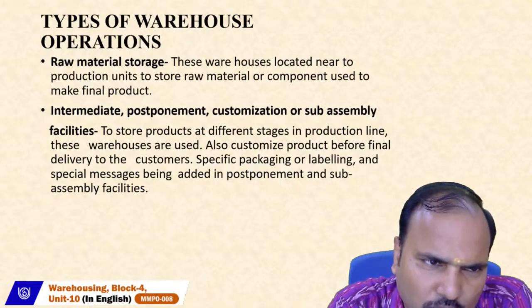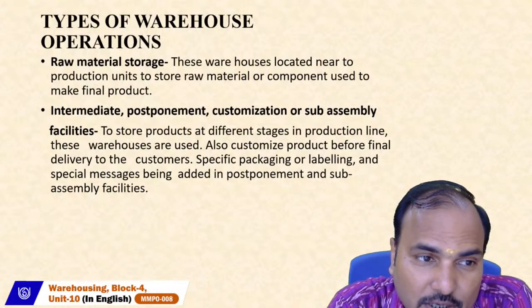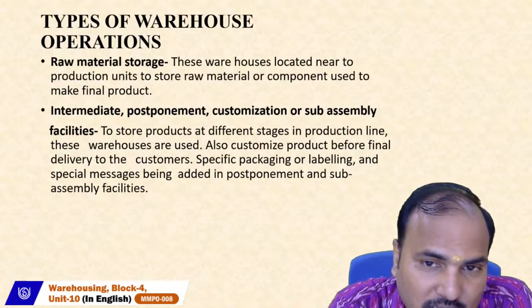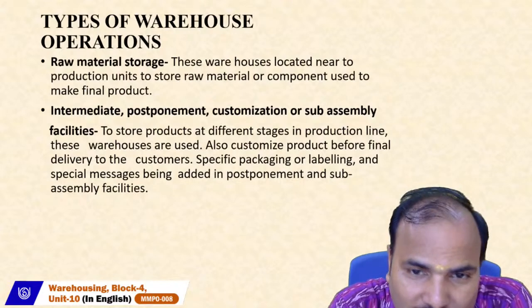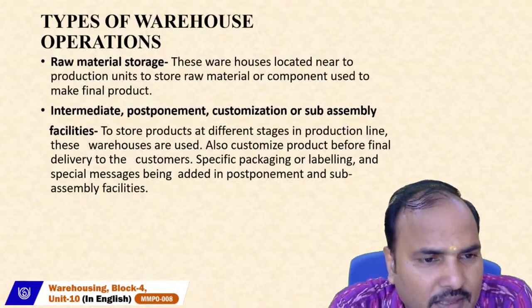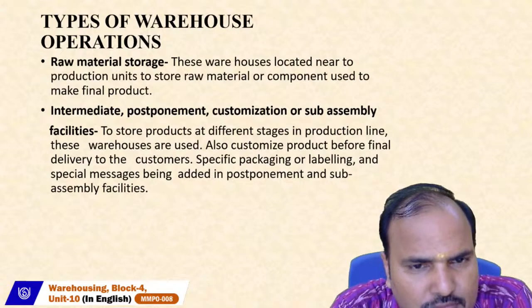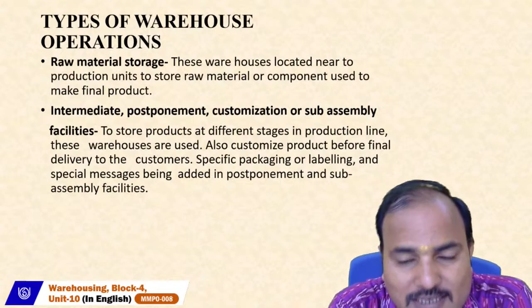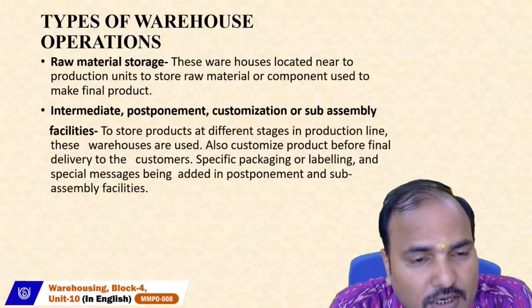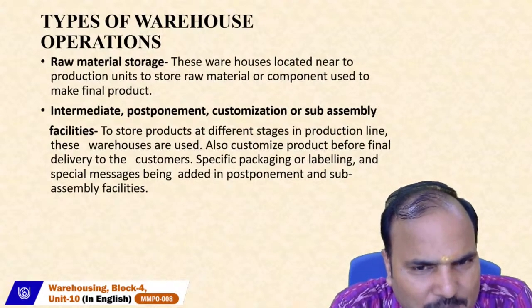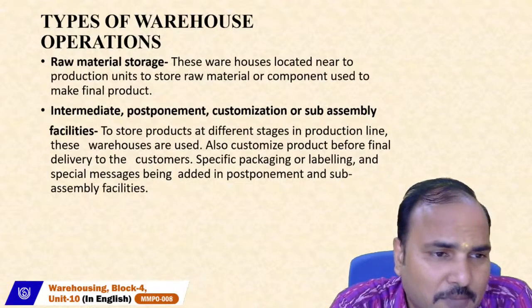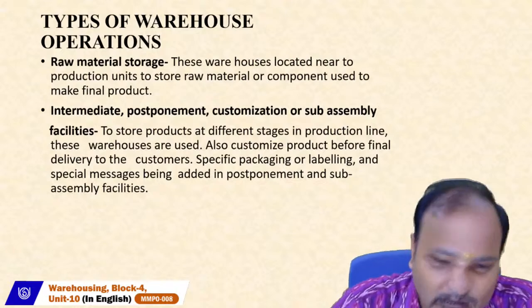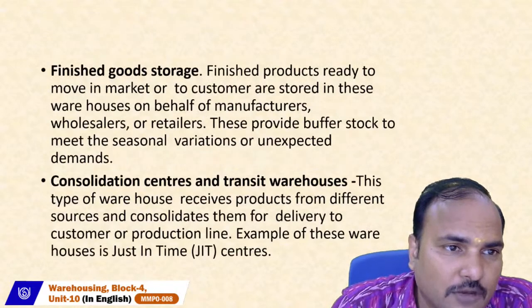First is raw material storage, then another is intermediate, postponement, customization, and sub-assembly facilities. These warehouses are used to store products at different stages in the production line. They also customize the product before final delivery to customers. Specific packaging or labeling and special messages are added in postponement and sub-assembly facilities. These are the different types of warehouse operation.